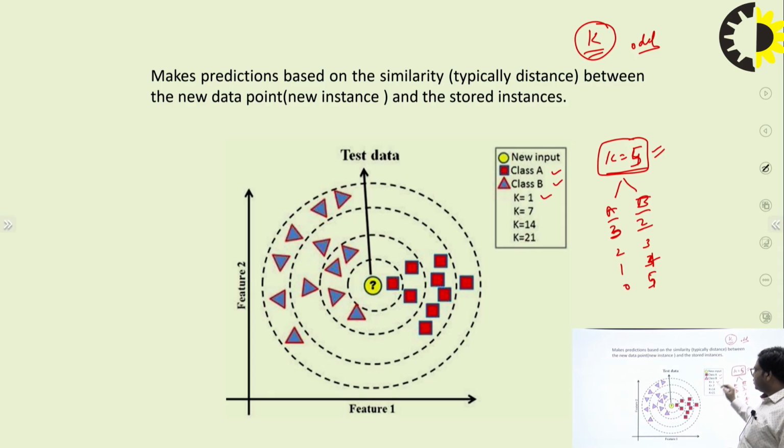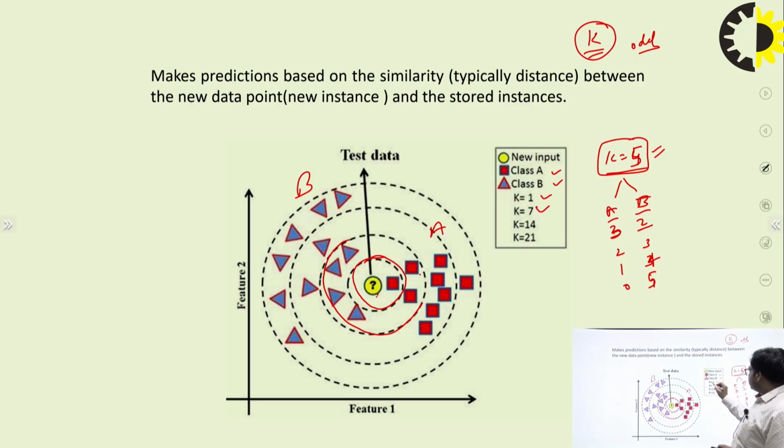So what is happening? If k is equal to 1, then the class for the new data point would be class A. These are for class A and these are for class B. If k is equal to 7, then this circle is working. Three are for class A, so the frequency of class A is 3 and the frequency of class B is 4. So now its class is B.